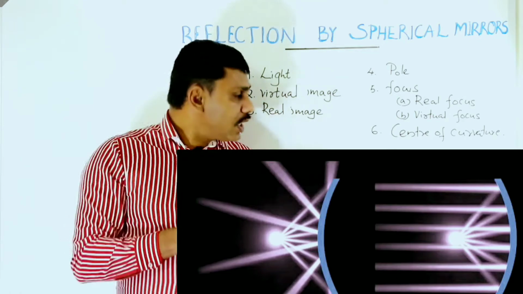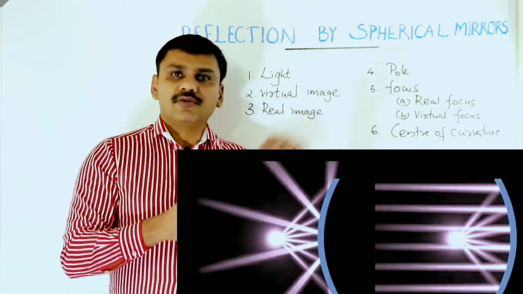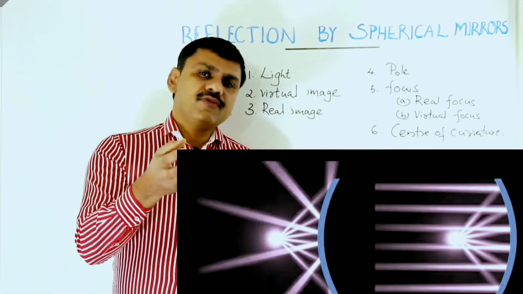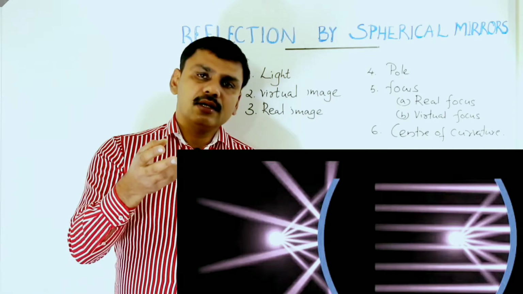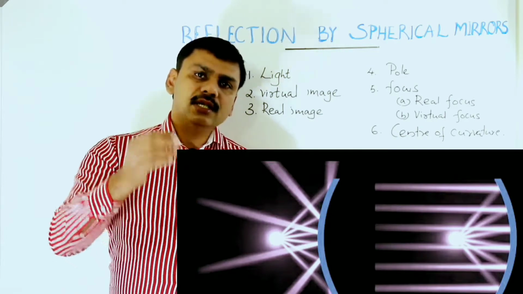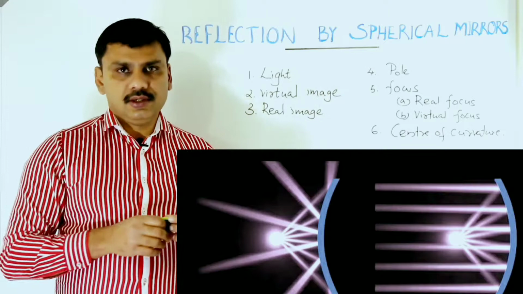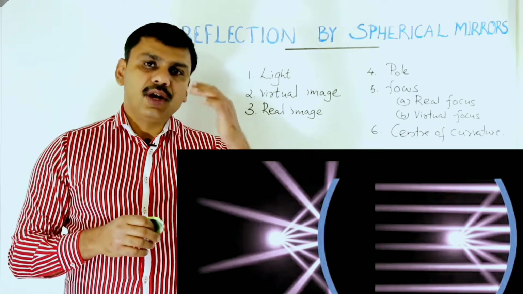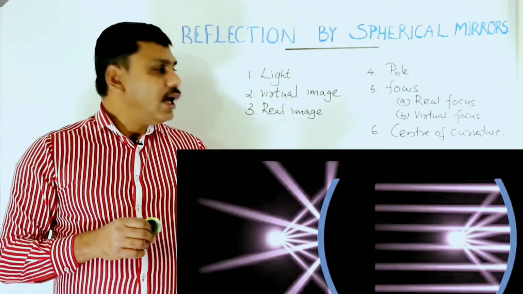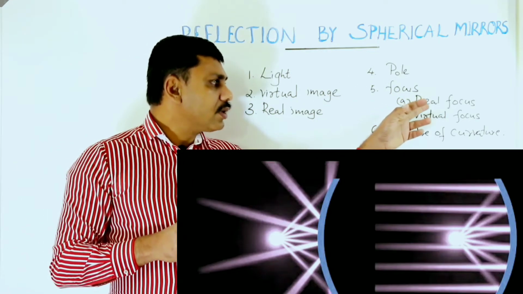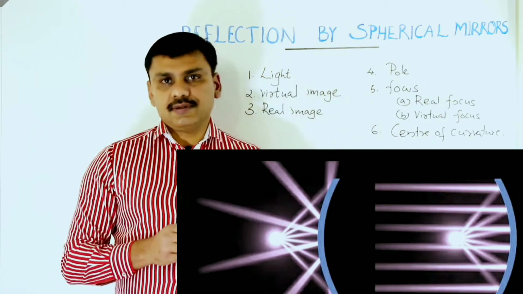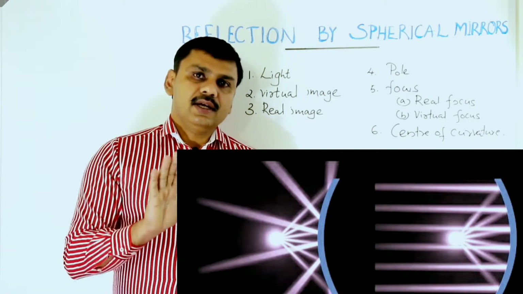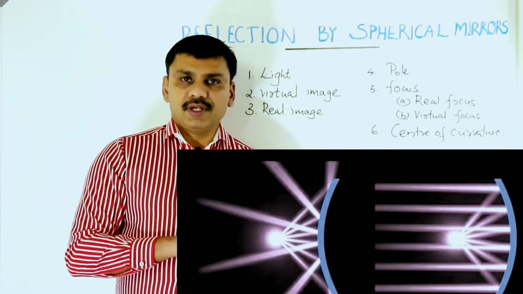There are two types of focus, real focus and virtual focus. What do you mean by real focus? If the image is formed by converging the light rays to a point, that focus is known as real focus. That means if you keep a surface there, you can show the image formation there.